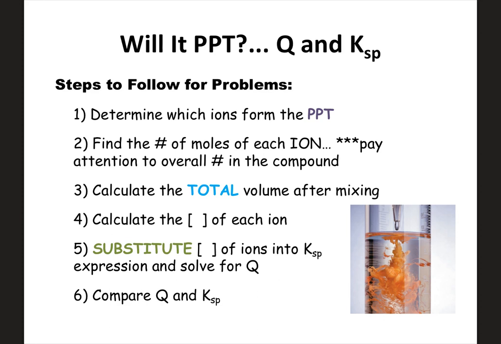Once you have the number of moles of each of the ions, you need to put the moles over the total volume of your new solution after you mix these things. And that will give you a concentration of each ion, which you can then plug into the Q expression here, and then you can compare what you get for Q to the KSP they gave you in the problem. So we're going to do all of these steps in a will it precipitate problem. And remember, if Q is greater than KSP, then a precipitate will form.